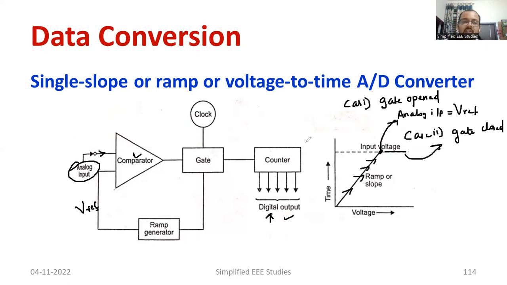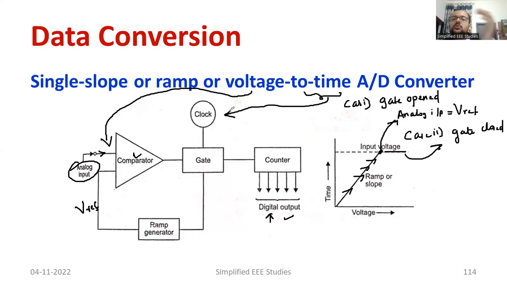Why is it called voltage to time? We have the input voltage, correct? You are comparing the voltage, that means the difference between the analog input and V reference. In parallel, it is compared with time as well. Why time? Because there is a clock signal, so time also matters a lot. In each case, the analog value is converted into a digital value. This is the way the single slope or ramp or voltage to time analog to digital converter operates.